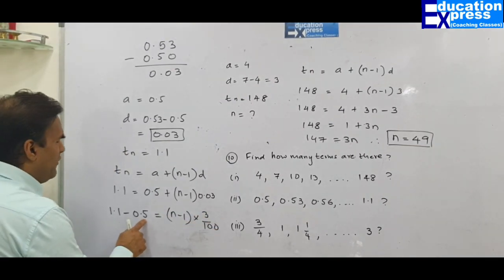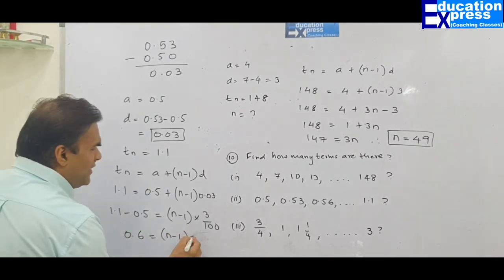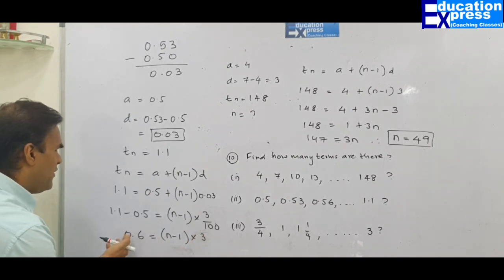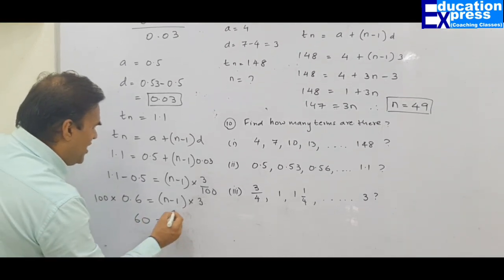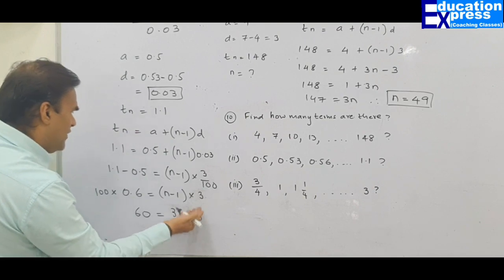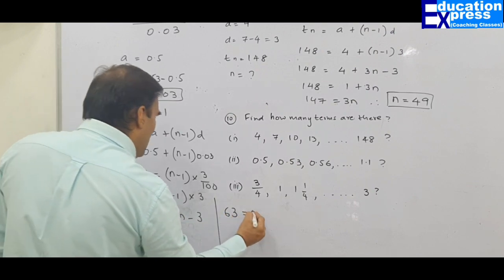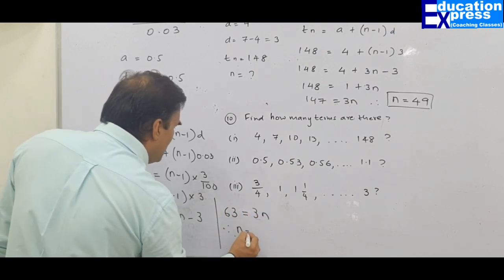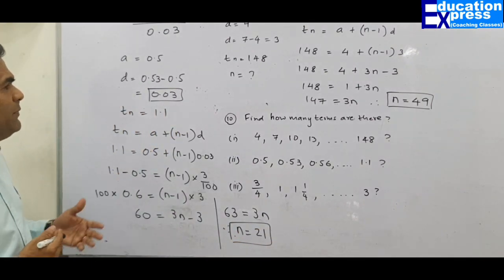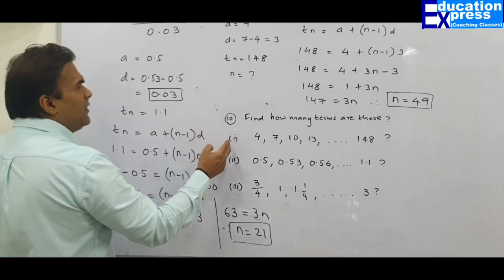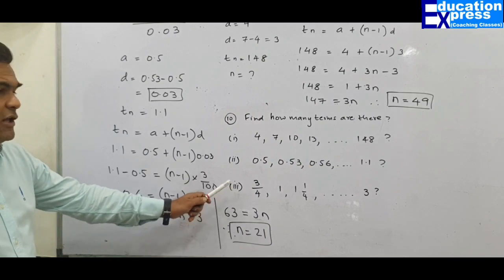1.1 minus 0.5 gives you 0.6 equals (n minus 1) into 3 upon 100. The 3 will remain here and 100 will go over there. So 100 into 0.6 is 60. 60 equals 3n minus 3. Shift this 3 to this side: 63 equals 3n. So n equals 21. Simple linear equation, simple system, simple way of solving it. We solved 10th ka first one, same way 10th ka second. I'm sure if you try, you can get 10th ka third also.